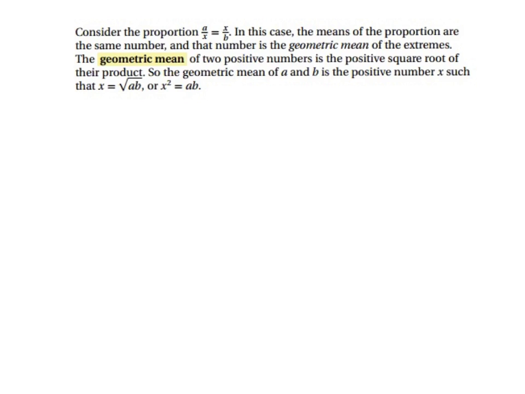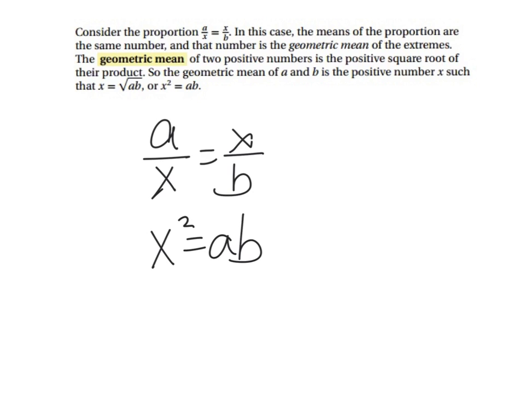Consider the proportion A over X equals X over B. You know that when you solve proportions, you can cross multiply. And in this case, if you cross multiplied A divided by X equals X divided by B, you would get X squared equals AB. The means of the proportion are the same numbers. So here, the means in this case are both X's. And the number is the geometric mean of the extremes. So the geometric mean of two positive numbers is the positive square root of their product. So the geometric mean of A and B is the positive number X.